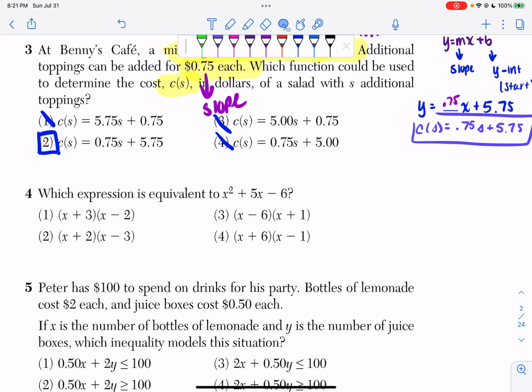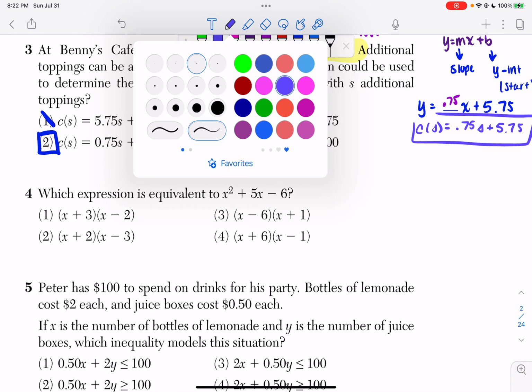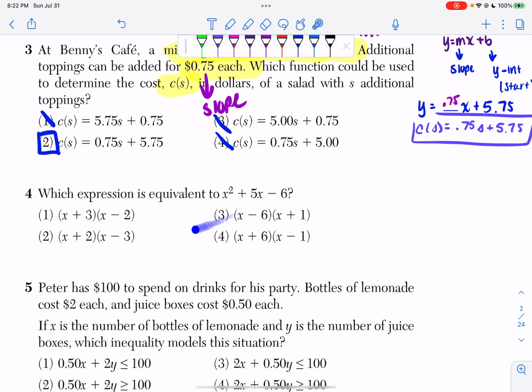All right, question number 4. Which expression is equivalent to x squared plus 5x minus 6? If we look, this is a trinomial, and all of my answers are the product of two binomials. There are 3 ways you can do this problem. I will show you all 3.